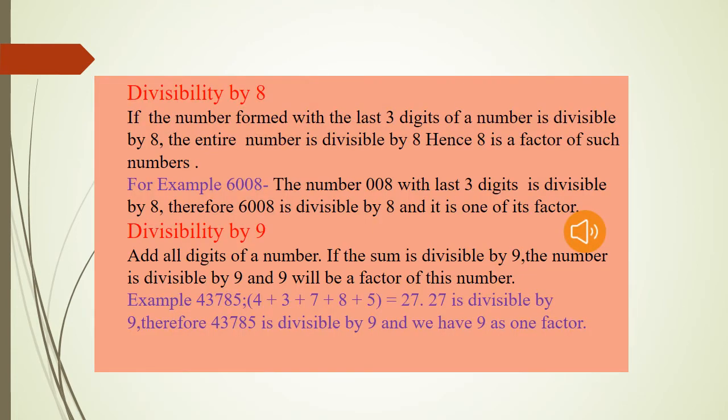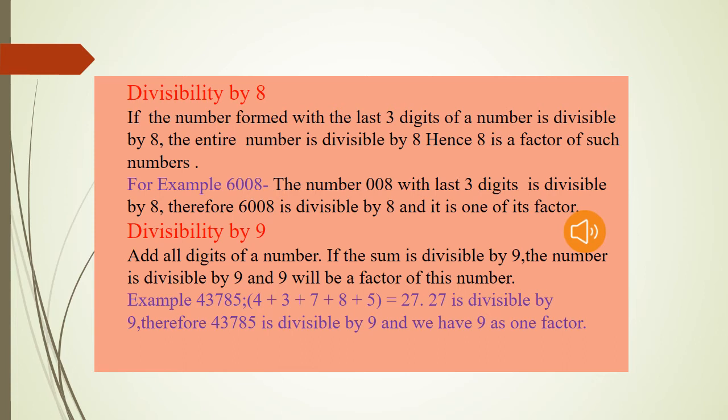Let's check divisibility by 8. If the number formed with the last 3 digits of a number is divisible by 8, the entire number is divisible by 8. Hence, 8 is a factor of such numbers. For example, 6008. The number 008 with last 3 digits is divisible by 8. Therefore, 6008 is divisible by 8 and it is one of its factors.